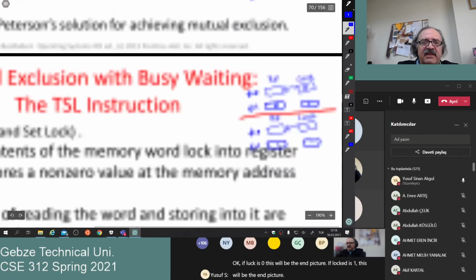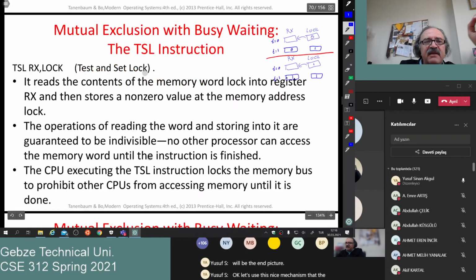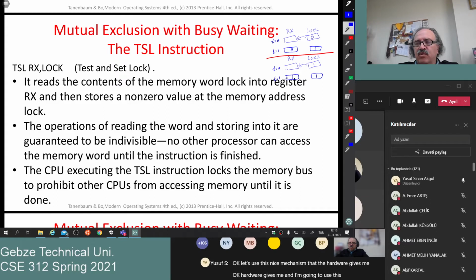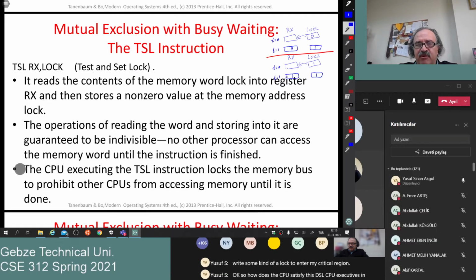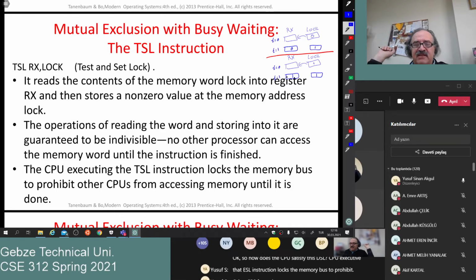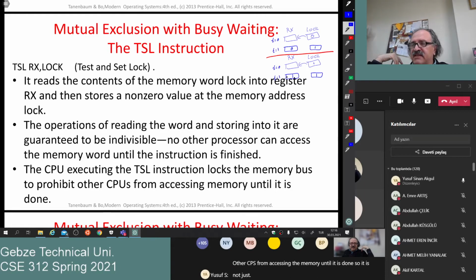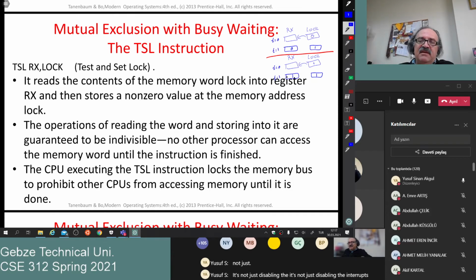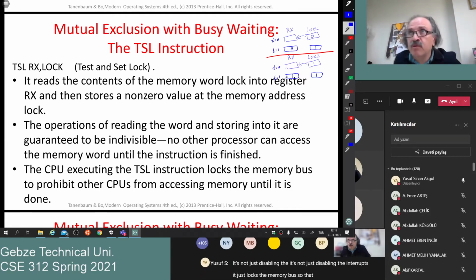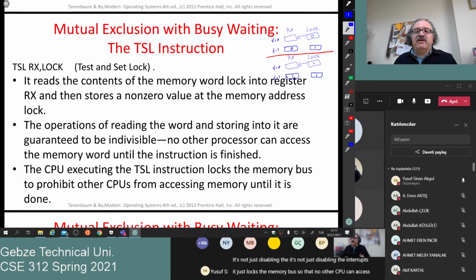Okay, let's use this nice mechanism that the hardware gives me to write some kind of a lock to enter my critical region. So how does the CPU satisfy this TSL? The CPU executing the TSL instruction locks the memory bus to prohibit other CPUs from accessing the memory until it is done. So it is not just disabling the interrupts. It locks the memory bus so that no other CPU can access this lock. It's more than that.